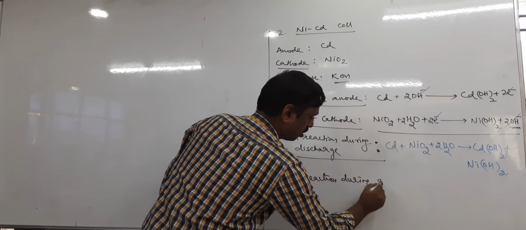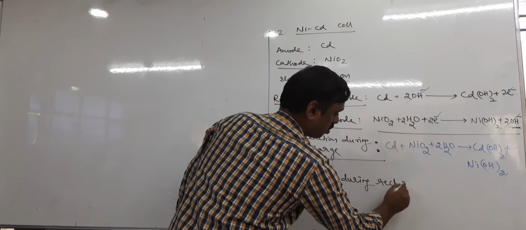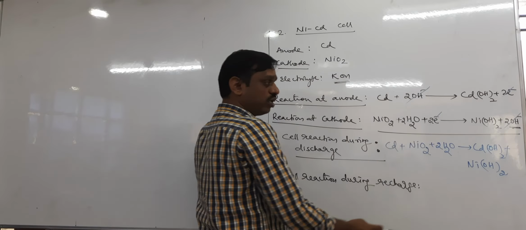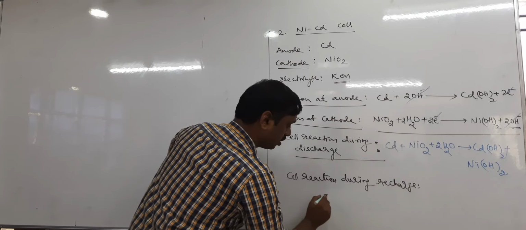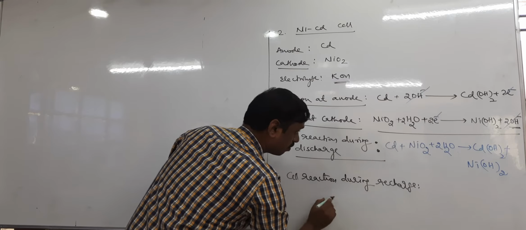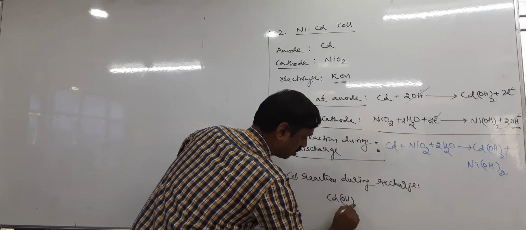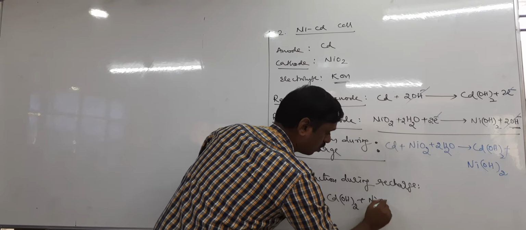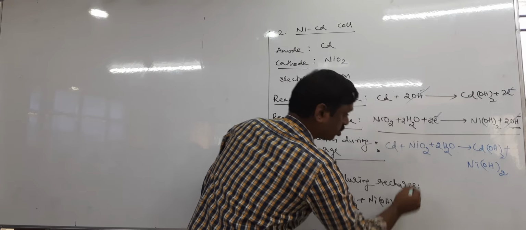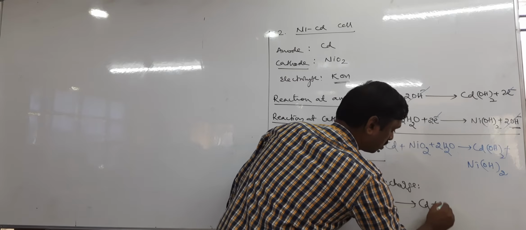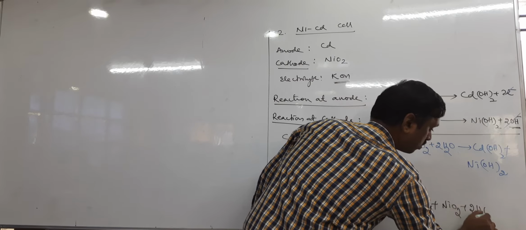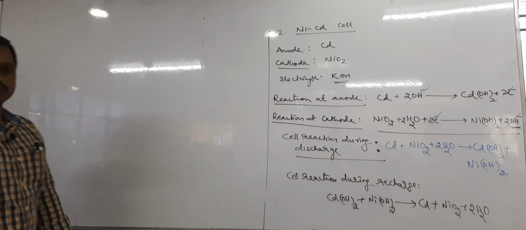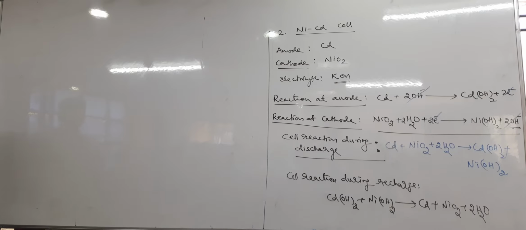Cell reaction during recharge. So during recharge, the products convert back into reactants. So therefore, what are the products here? It is cadmium hydroxide plus nickel hydroxide, which gives rise to cadmium plus nickel oxide plus 2H2O. Okay, it is about a secondary cell.